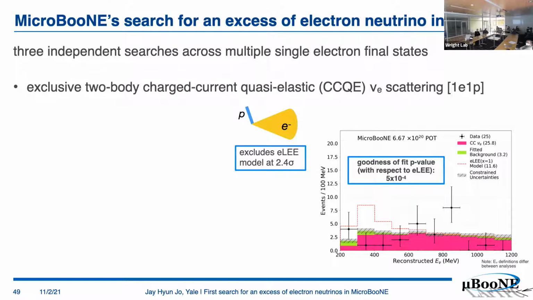Now I'll briefly show you what the other exclusive analyses have as results, and whether they're consistent with ours. This is the two-body LCCQE 1e1p result.